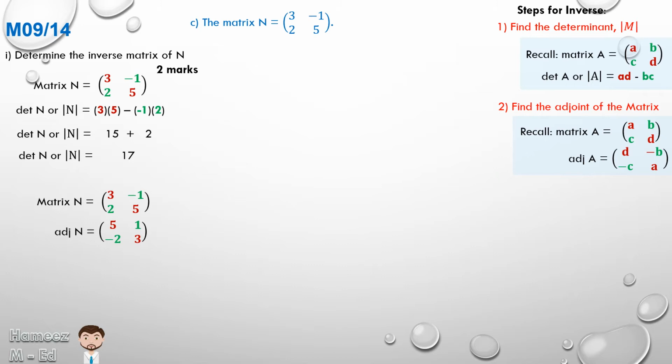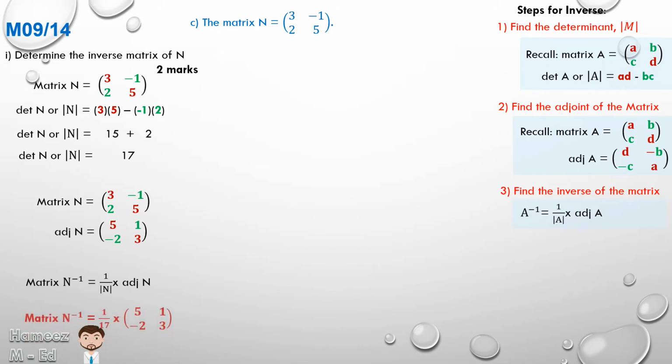So that's the adjoint. And the final step to find the inverse of the matrix, to find A inverse will be 1 over the determinant, whatever number we got, times the adjoint A, the adjoint of the matrix. So let's apply that to our question here. Matrix N inverse, the inverse of N, is equal to 1 over the determinant, 1 over mod N, times the adjoint N, which is 1 over 17 times 5, 1, minus 2, 3. Just bringing it down from above. And we don't even need to write the multiplication sign.